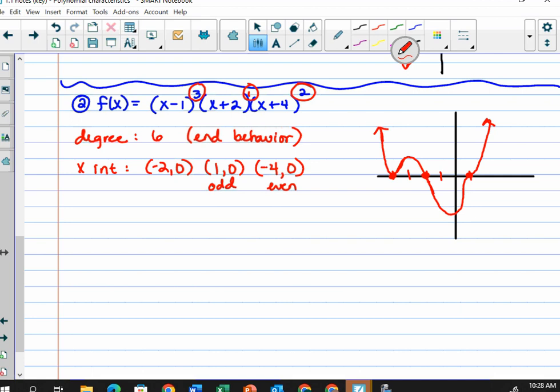Does that make sense? Like one little step at a time. Each x-intercept, figure out what's happening.